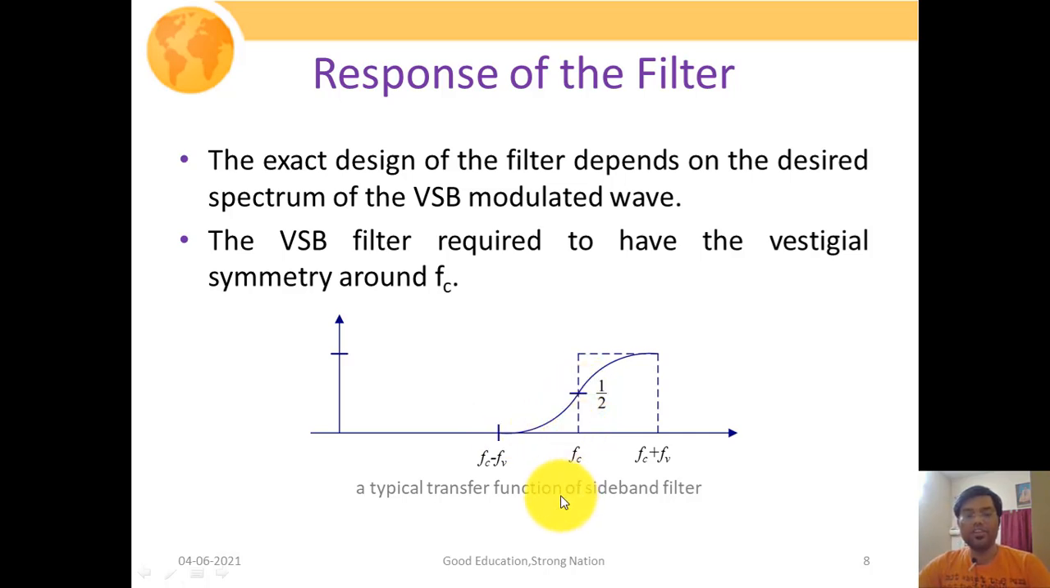Obviously, we are not talking about the exact transfer function of the filter, but any typical filter that serves the purpose of producing this VSB waveform must have this sort of symmetry around f_c. When we discuss the mathematical details of that filter, you will come to know what symmetry we are talking about. So this is the typical transfer function of the sideband filter.